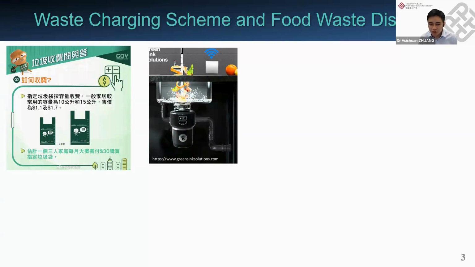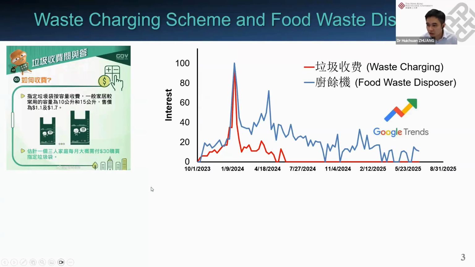From the user's point of view, it is extremely convenient. No smell and very fast, no storage of wet food waste, and you don't need to take it to some facility to treat it. But if a charging scheme is in place, people might simply want to purchase this equipment for their house. So we did some study on Google Trends.